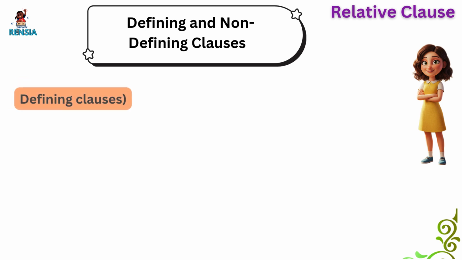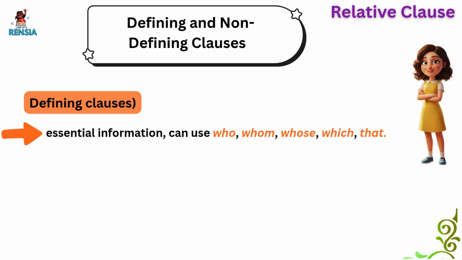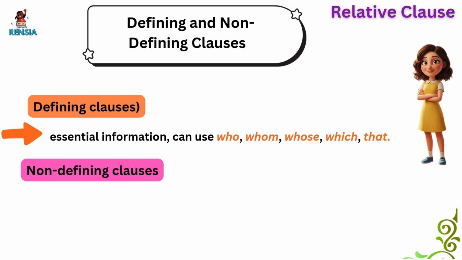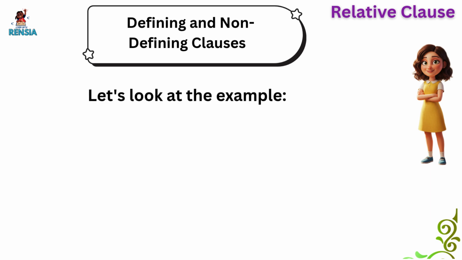Remember, defining clauses, essential information, can use who, whom, whose, which, that. Non-defining clauses, extra information, cannot use that. Commas are required. Let's look at the example.